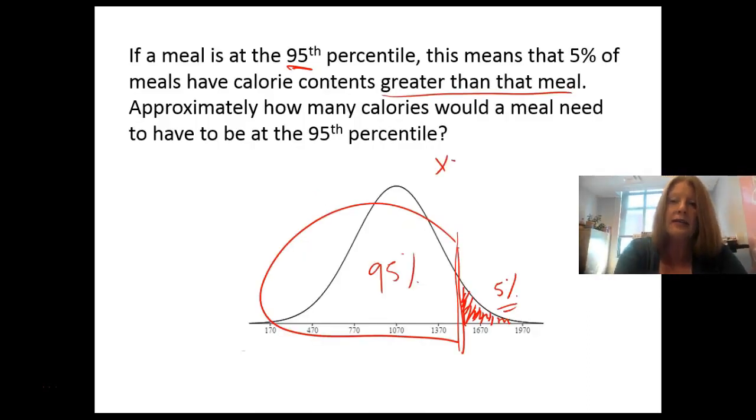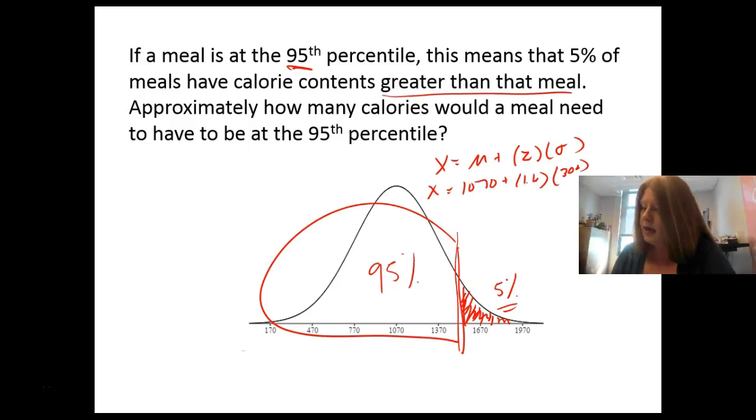Again, x equals mu plus z times sigma. So x equals 1070 plus 1.6 times 300. And again, please check my work here just in case I made an error somewhere along the way.